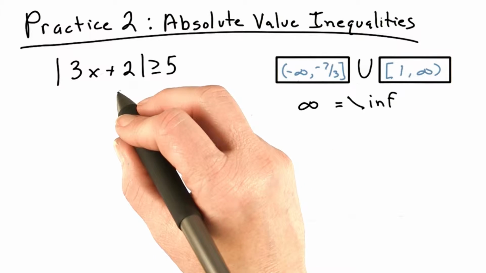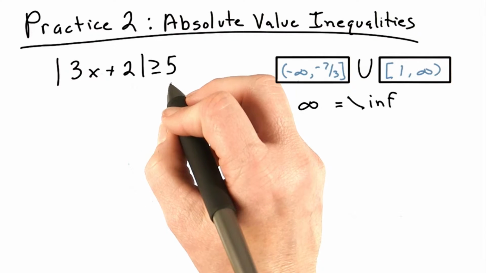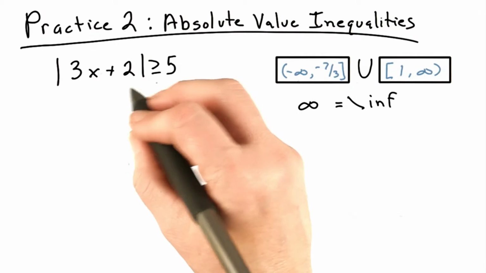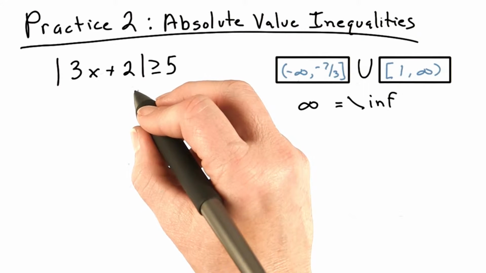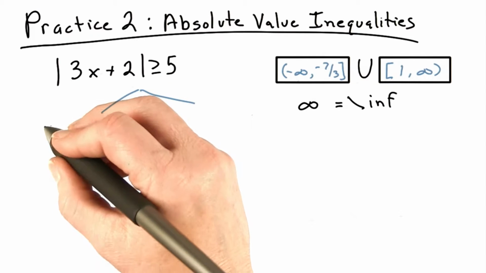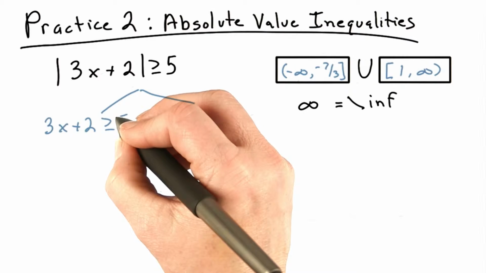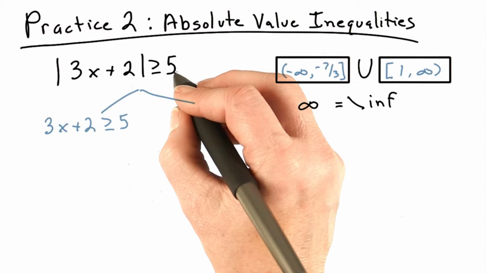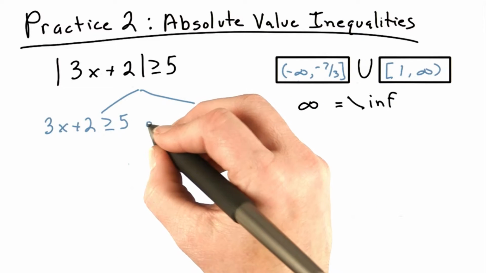When I see an absolute value inequality with a greater than or equal, I know that I'm going to have a union, which means I have to separate this into two different cases and connect them with an OR. So I'm going to write my two cases right here. The first case is 3x plus 2 is greater than or equal to 5. It's exactly the same as the original problem without the absolute value. And then I need an OR.